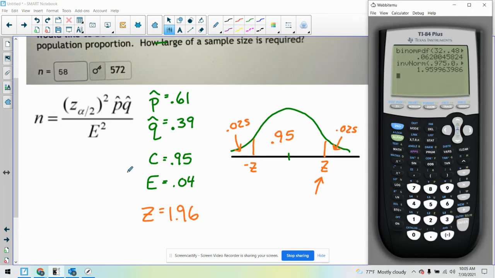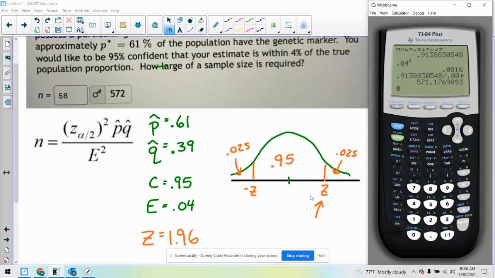The first thing I'm going to do is take the z number and square it. I get that. Now notice I have to multiply it by p hat and then q hat, so I'll multiply it by 0.61 times 0.39. Then it says divide by the margin of error squared. So first we find the margin of error squared, 0.04 squared. I take my numerator and divide by my denominator, and I get 571.17.